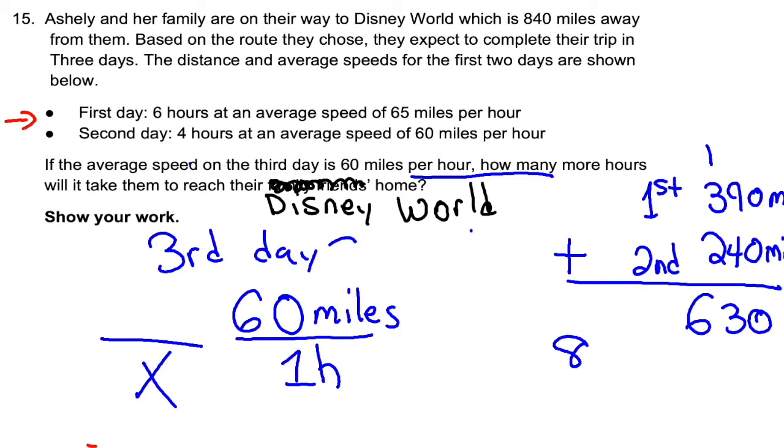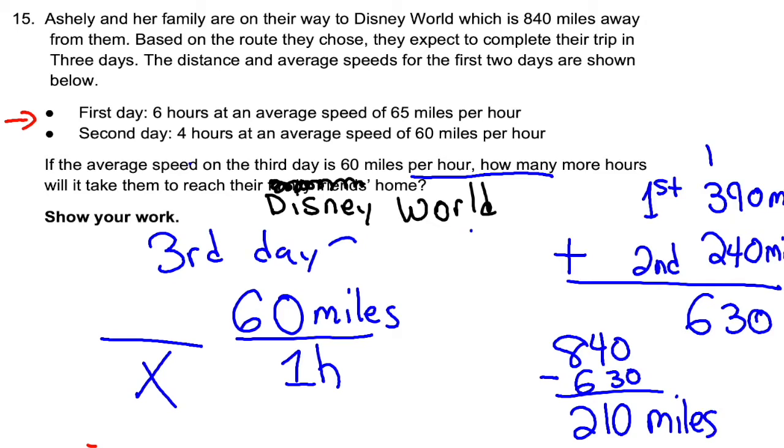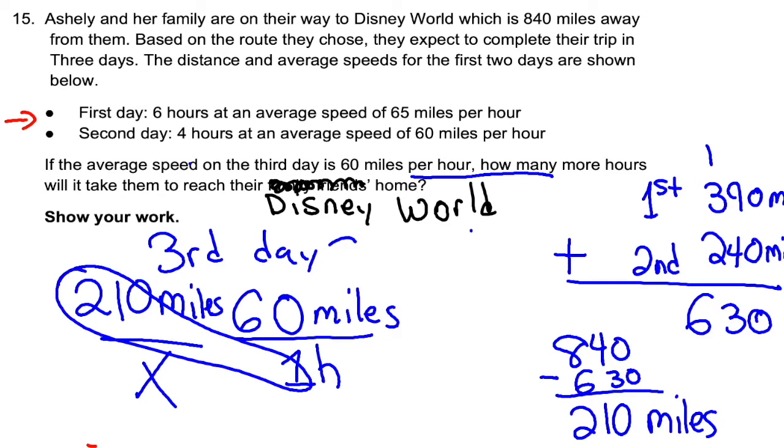And we're going to subtract 630 from 840, right? And that equals 210 miles. Okay, so I know on the third day to get there, she needs to travel 210 miles, right? Because I had the total, and then I had the amount she did for 2 of the 3 days, okay? So now to find my hours, well, I cross multiply, that's just 210.